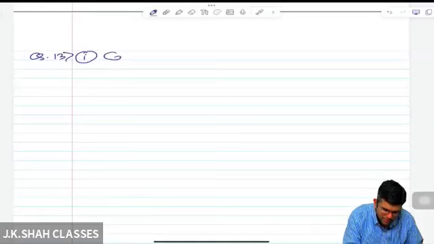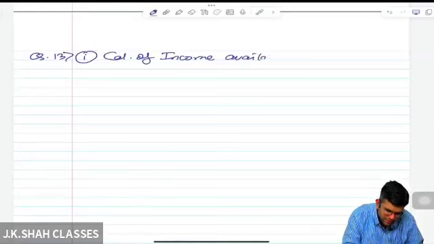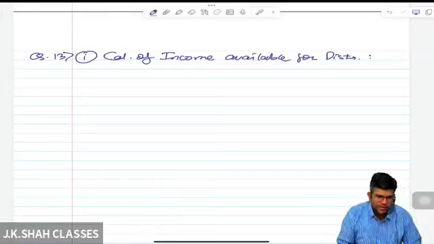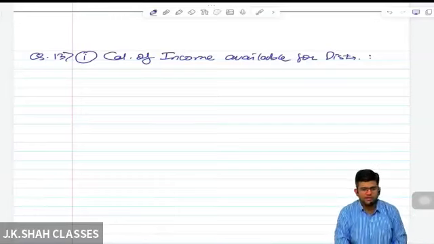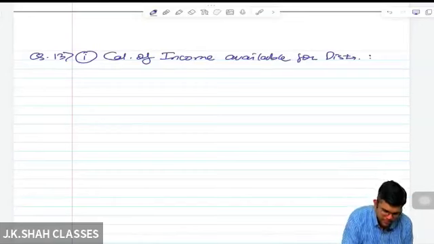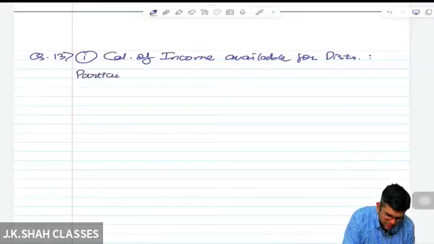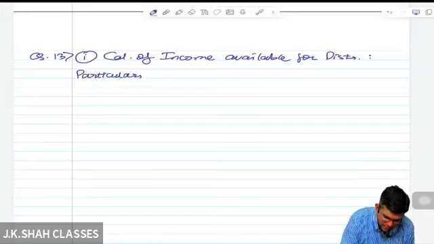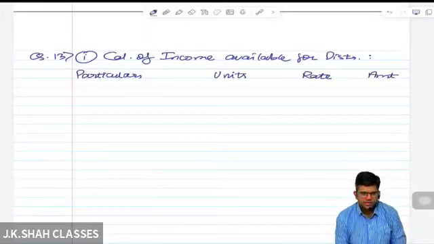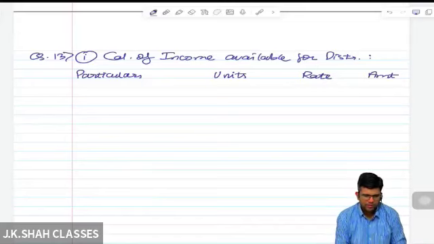Point number 1. Calculation of income available for distribution. Particulars, and then you should make columns like this: units, rate and amount. Particulars, units, rate and amount.